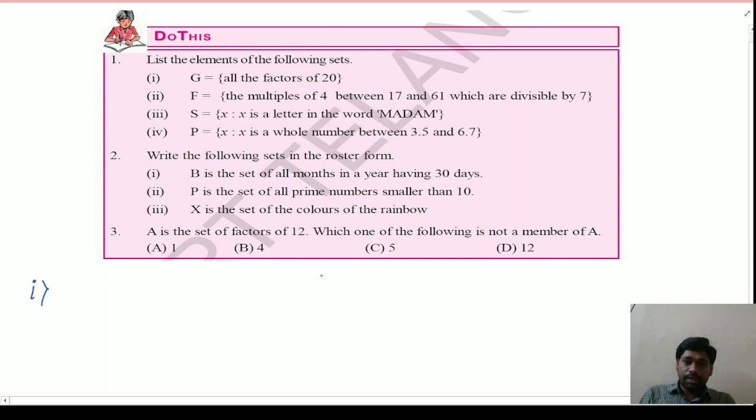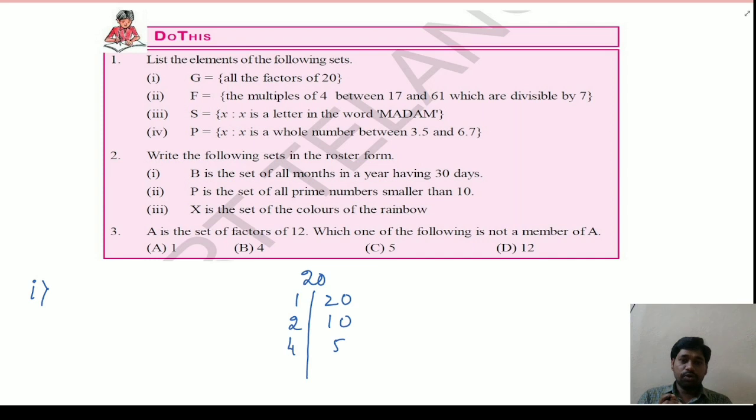Write 20 on the side of your paper, draw a straight line down, and start writing the table. 1 20s are 20, 2 10s are 20, 3 is not divisible, 4 5s are 20, again 5 4s will come. See, this is the best method. I can say that nobody else will tell you this kind of method of writing all factors. Otherwise you will roam searching for numbers, which is not an appropriate method. This is the best method of writing all factors.